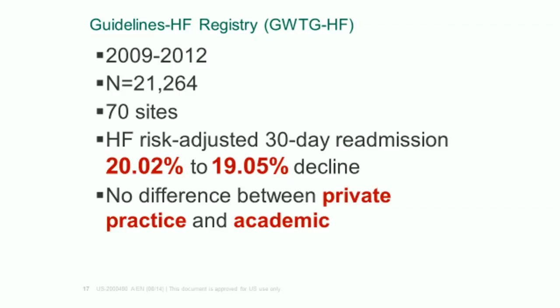Here we've got 21,000 patients where they're trying to prevent recurrent readmission for congestive heart failure to the hospital, at 70 sites, private practice and academic, with a great deal of effort and scrutiny between 2009 and 2012. During that period with 21,000 patients, they were able to get the readmission rate down by a grand 1%, from 20.02% to 19.05%. Whoop-de-doo. So no statistical difference.